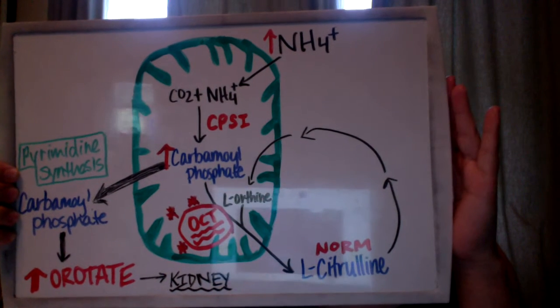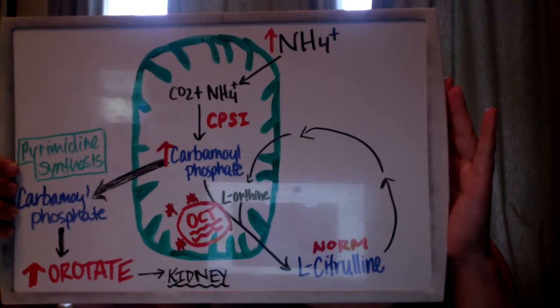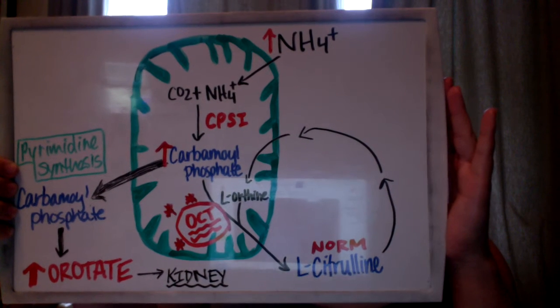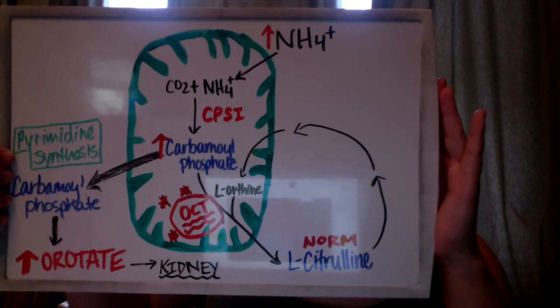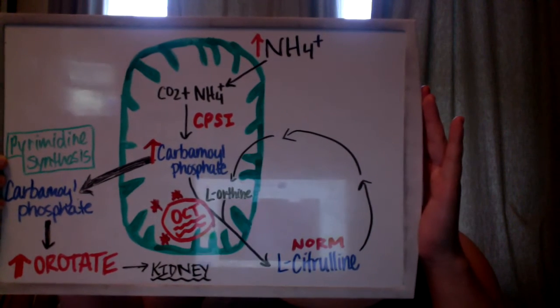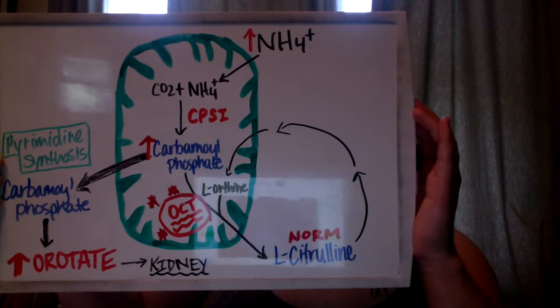The enzyme in the urea cycle that is deficient, causing the elevated levels of both ammonia and orotic acid, is ornithine carbamyl transferase. Ornithine carbamyl transferase is responsible for converting carbamyl phosphate and L-ornithine to L-citrulline.